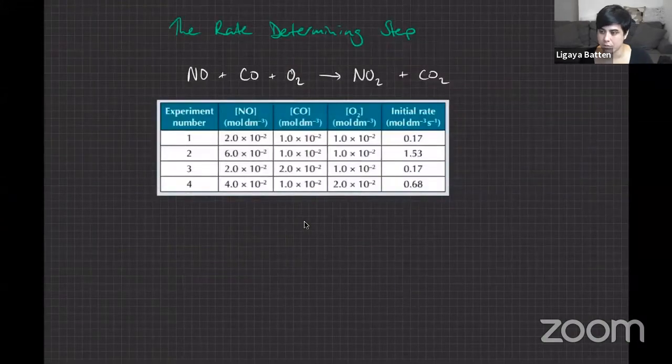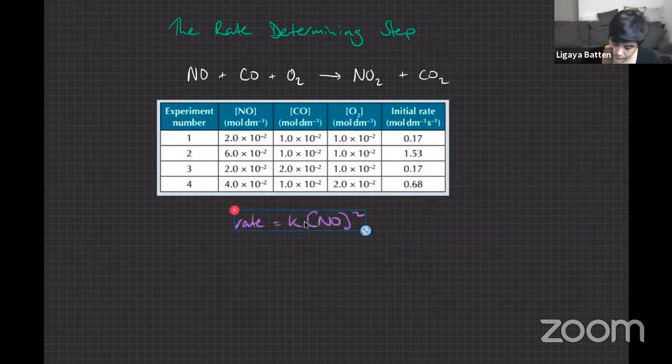Okay, so the last thing we're going to go through before we go on to a practice question is looking at how to work out what the rate determining step is. And again, the rate determining step is all to do with the rate equation. So hopefully I still have that in my paste. Yeah. So we worked out from our experimental data the orders of our reactants, and that gave us the rate equation, which we have here, rate equals K, and then times concentration of NO squared.